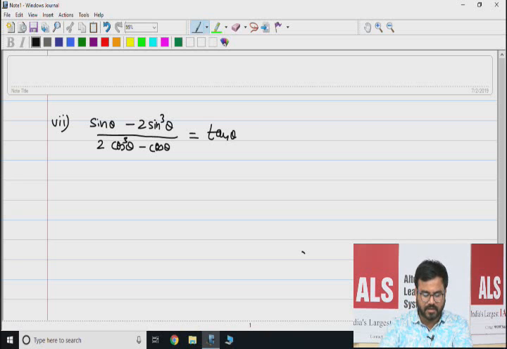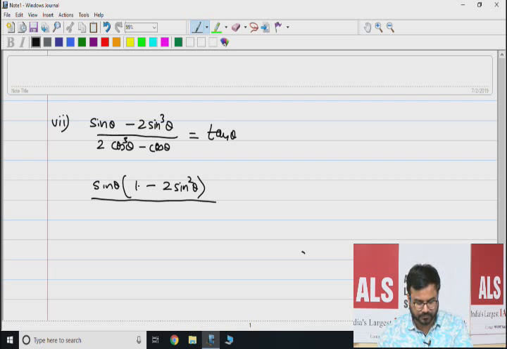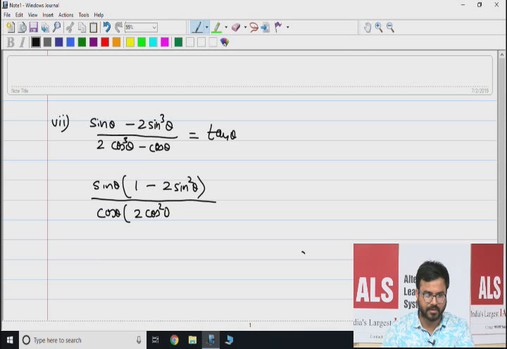As you can see, from the numerator we can take sin theta as common, and from the denominator we can take cos theta as common. Taking sin theta as common, it will make 1 minus 2 sin square theta in the numerator, and from 2 cos cube theta minus cos theta, taking cos theta as common, that will become 2 cos square theta minus 1. Now sin theta upon cos theta will become tan theta. We have to focus on this part.